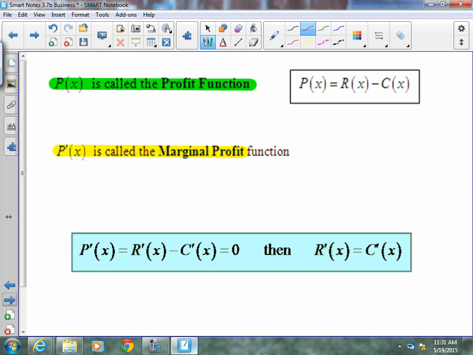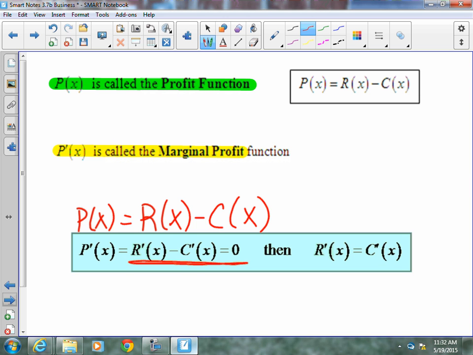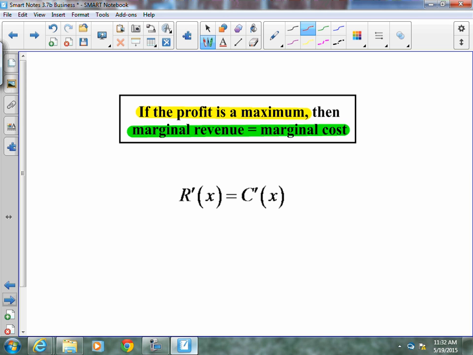Big P of x is called the profit function, and P prime of x is called the marginal profit function. Now, to find our maximum profit, we need to maximize P of x, which is our money taken in, our revenue, minus our cost. Derive them, set it equal to 0, and we know that our maximum profit happens when marginal revenue is equal to marginal cost. So, let's try one. Here it is summed up for you in a box. If the profit is the maximum, then marginal revenue equals marginal cost.